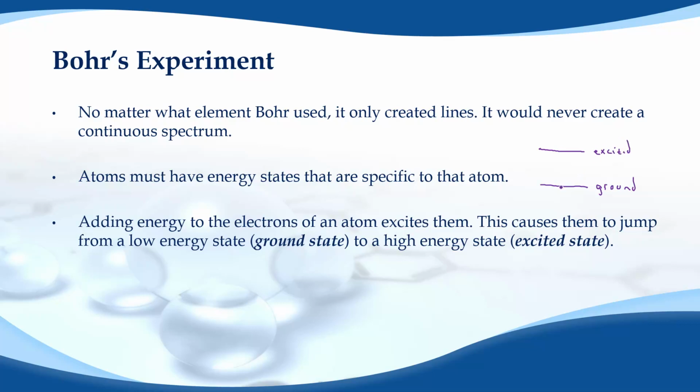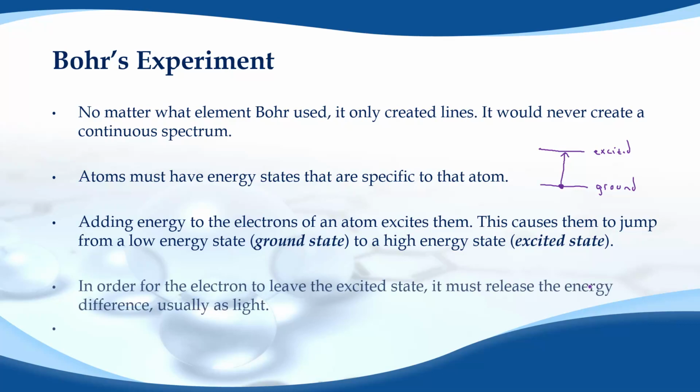Now, the excited states are unstable. Electrons aren't going to stay there very long. In order to go down from its excited state back to the ground state, it has to give off the energy that it absorbed. The way that it's going to give off that energy is usually as light. And the amount of energy that it gives off correlates to a color, as we saw from our different wave equations before.